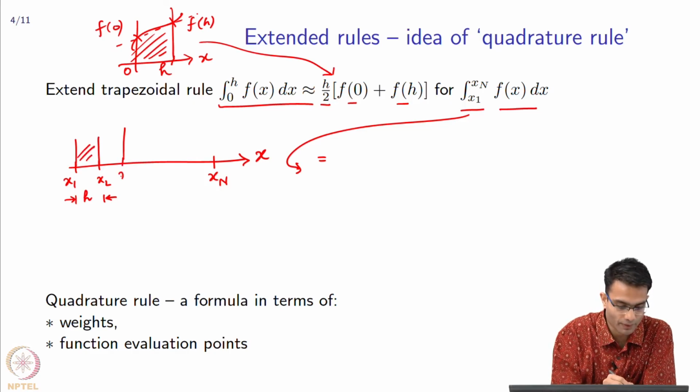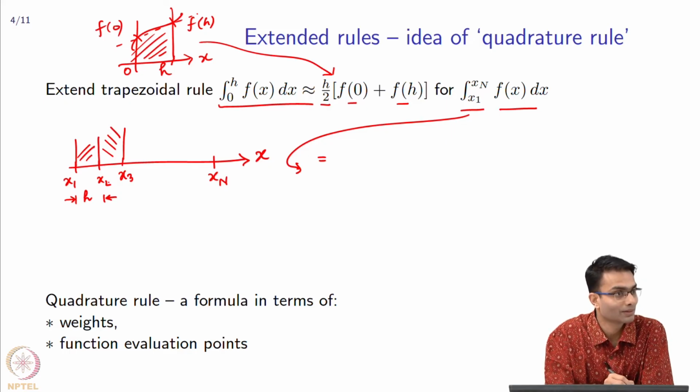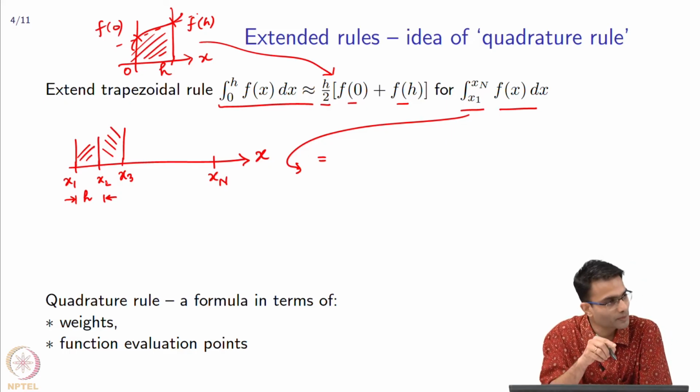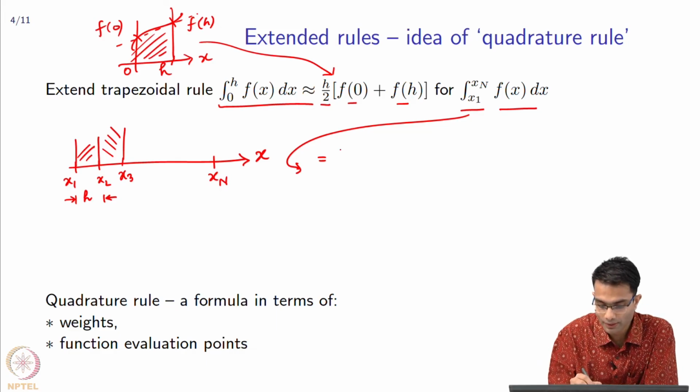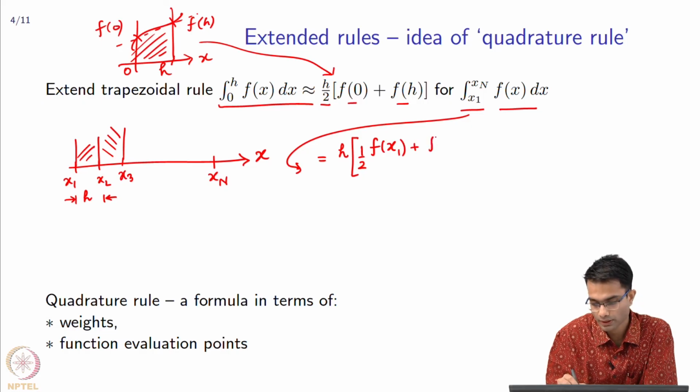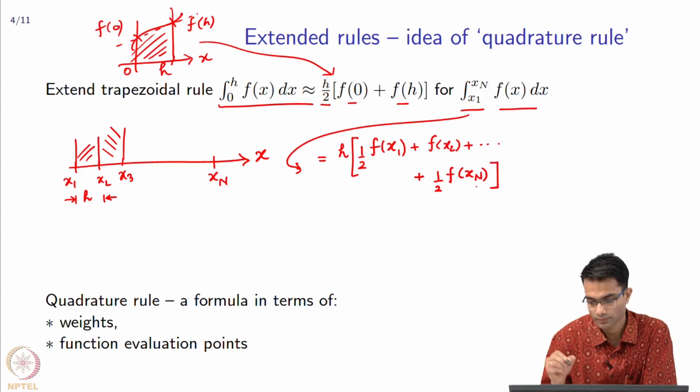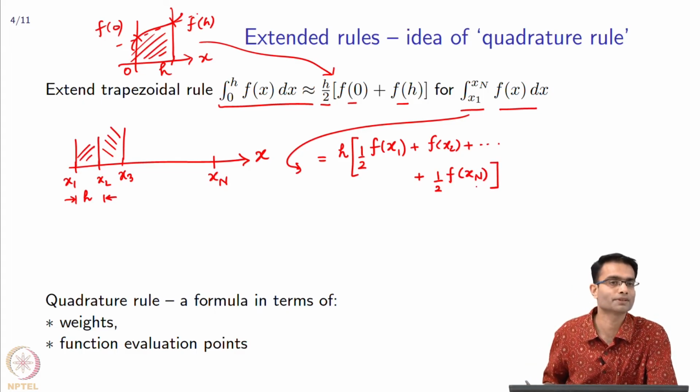Similarly, there is an x3 over here. When I take the contribution from this interval, x2 will come again. So, its contribution will be another h by 2, right. So, this whole thing I can write as, taking h common, h times 1 by 2 f of x1 plus f of x2, and so on, and finally, the last term will be a half of f of xn, right, pretty straightforward.